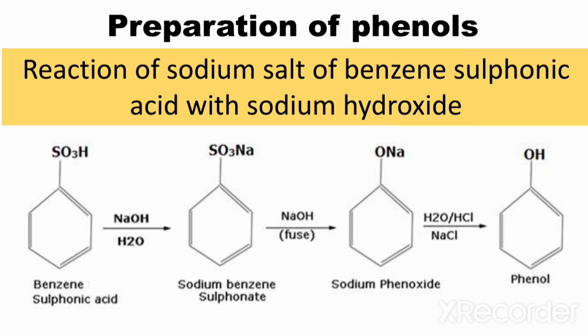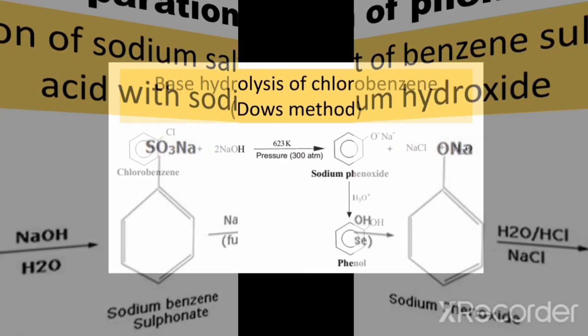As you can see in my previous lecture, we have studied phenol, its naming, nomenclature and structure. So this is phenol, in which a benzene ring has a hydroxyl group attached. So this is the reaction of the sodium salt of benzene sulphonic acid with sodium hydroxide.